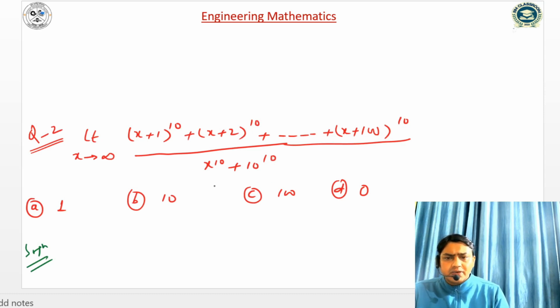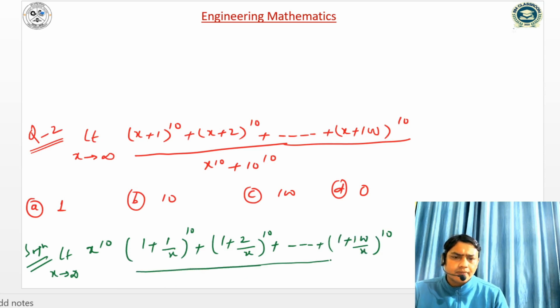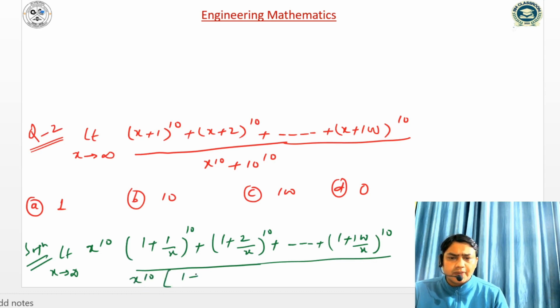Once again, if I take x to the power 10 common, limit x tends to infinity, we can write 1 plus 1 by x to the power 10, plus 1 plus 2 by x to the power 10, plus so on and so forth, 1 plus 100 by x to the power 10, divided by, if I take x to the power 10 common again, 1 plus 10 to the power 10 divided by x to the power 10. So x to the power 10 is cancelled.